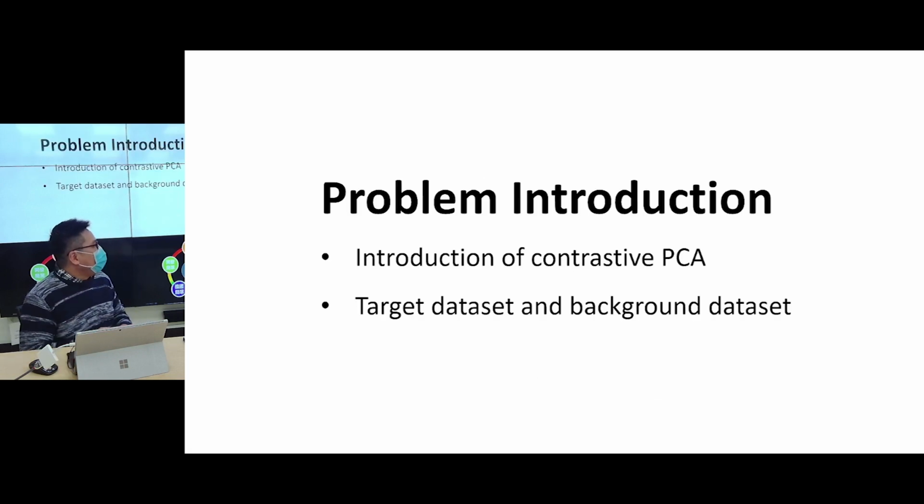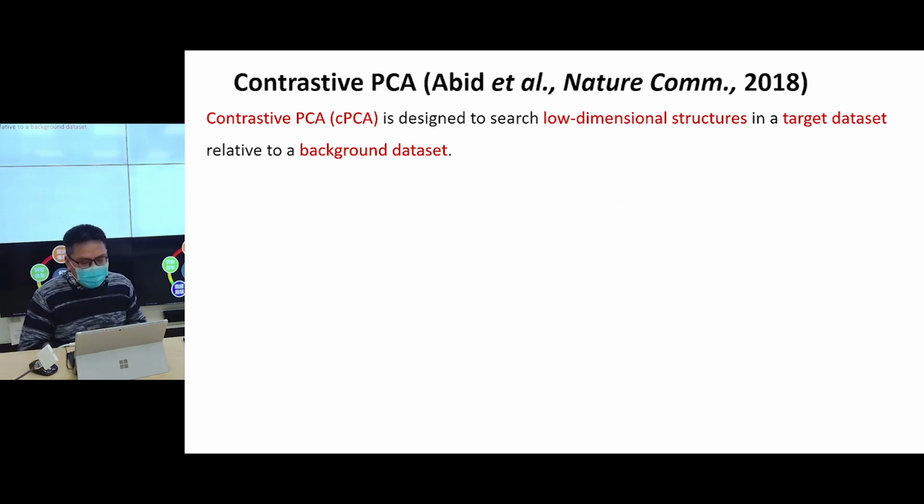So let's introduce our problem setting. Let's introduce contrastive PCA first. Suppose we are given a target data set, and we are interested in the target data set, but we know the target data set contains some uninteresting information from a background data set. So we hope to find the subspace that enriches the variance of the target data set relative to the background data set.